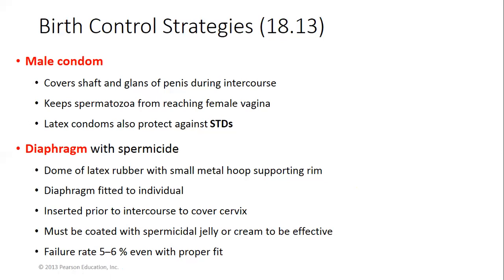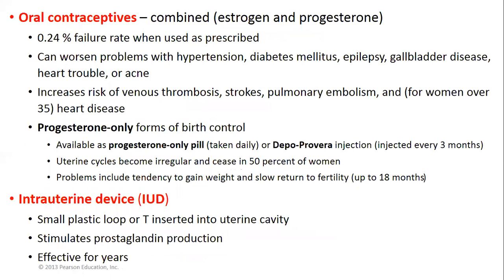So there is latex, basically latex rubber with a small metal loop that supports it with a rim, and it's fitted for you. It fits around your cervix to cover it and prevent the movement of any sperm through the cervix and up into the uterus, where eventually in the fallopian tube fertilization would occur. So it just prevents pregnancy. It does not prevent STDs. Same thing with oral contraceptives. Any intrauterine device as well will not prevent STDs.